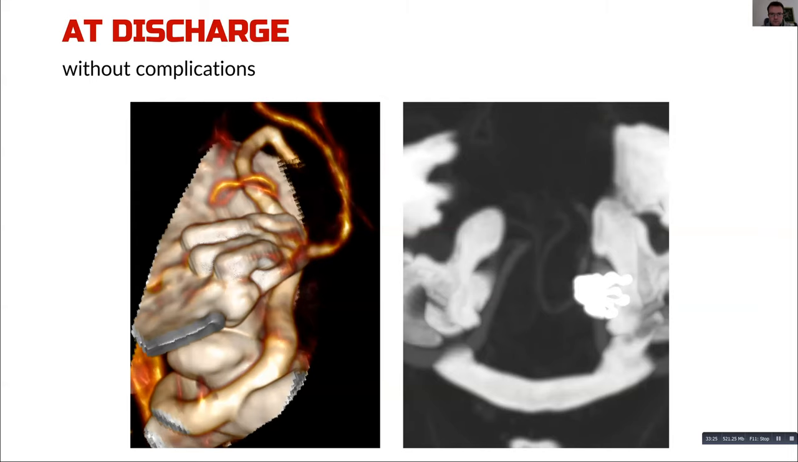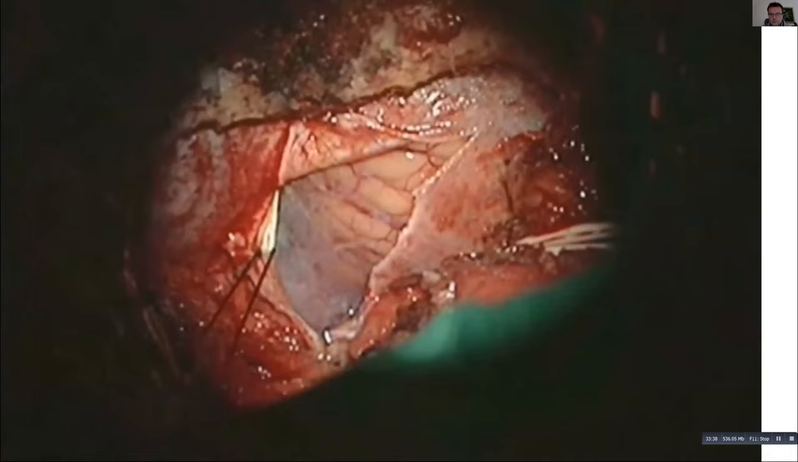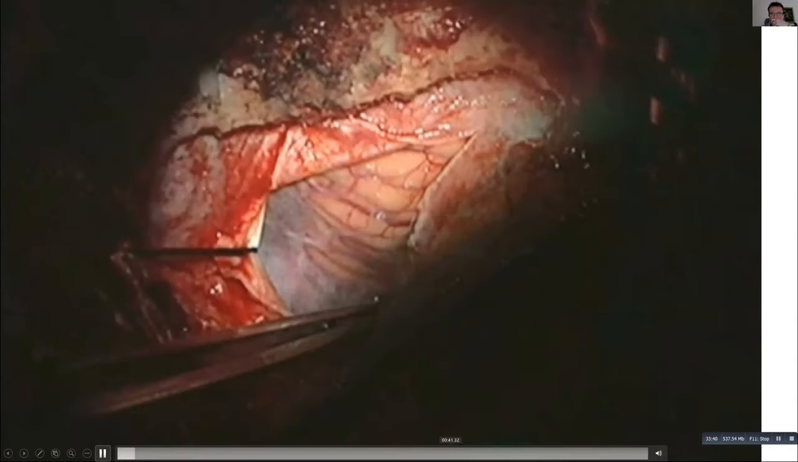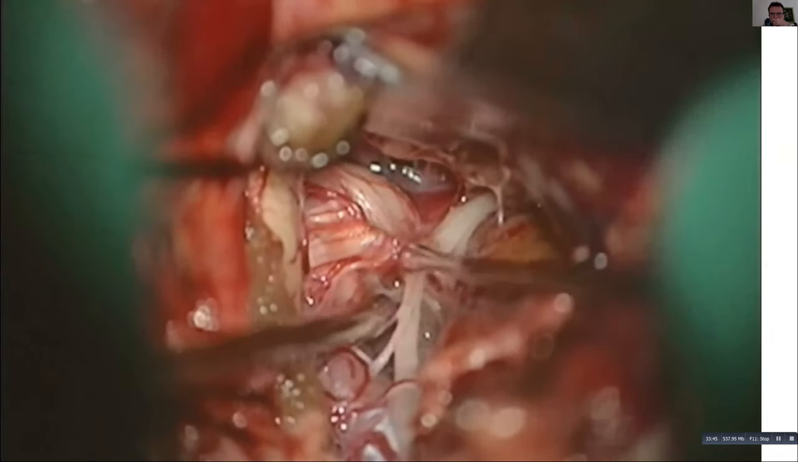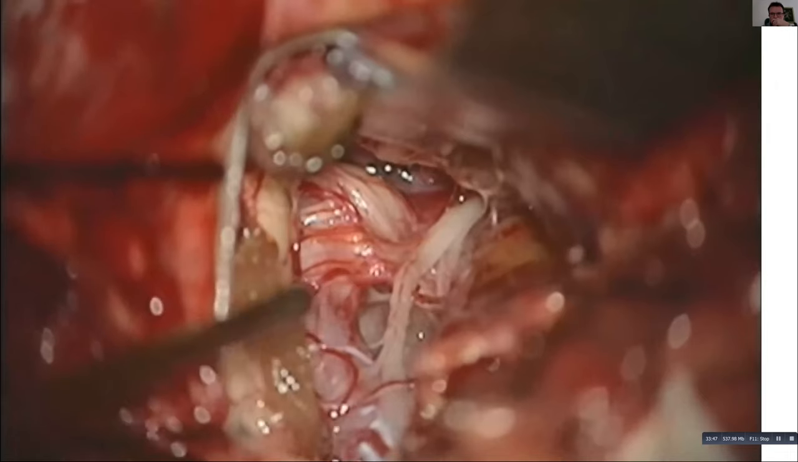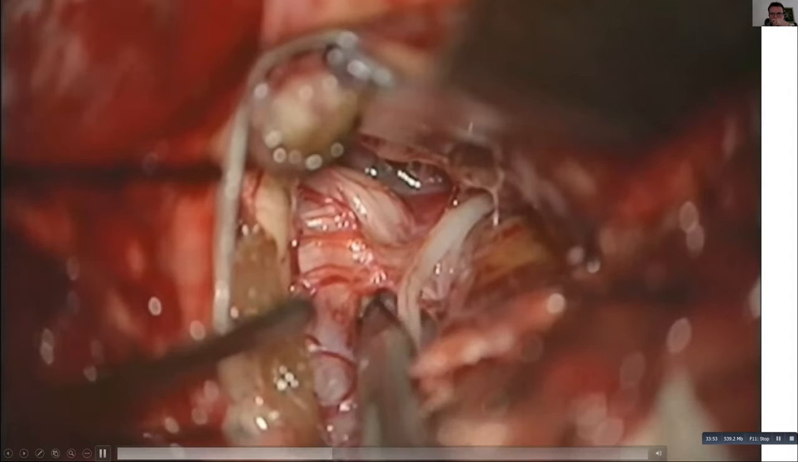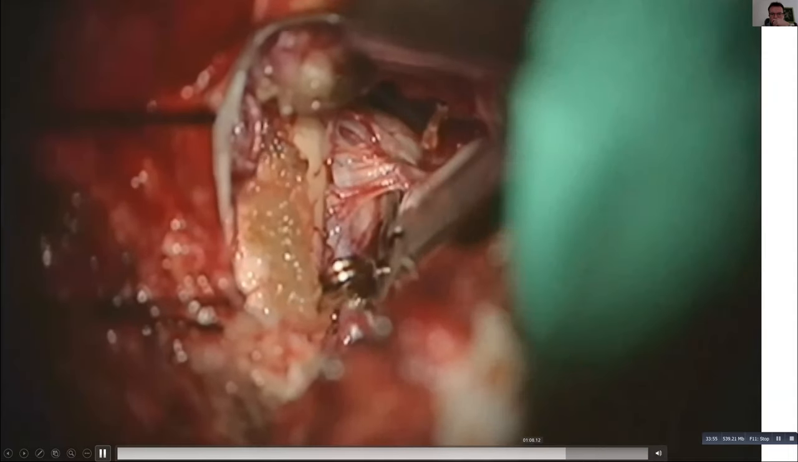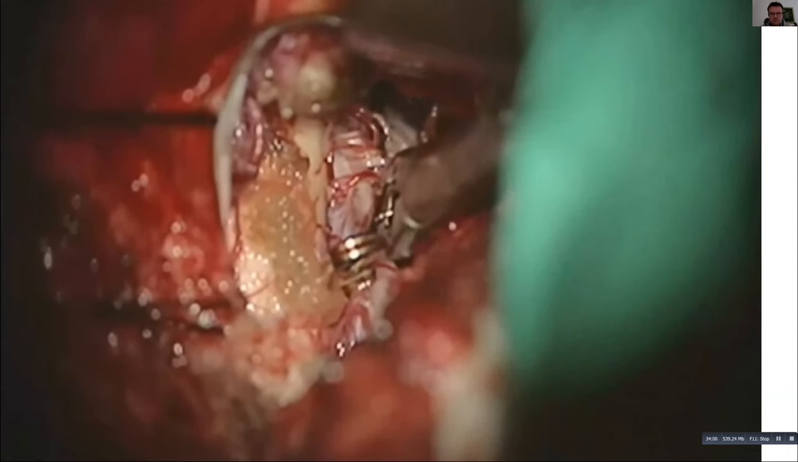Here is the angiographic control. You can see the patency of the artery, and everything is fine. Also, we can treat some distal types of vertebral fusiform aneurysm with that approach. So here is an example. You can see how difficult it is to approach the aneurysm because of the nerves. So you have to be careful in this type of surgery all the time. Here is the temporary clipping of the vertebral and putting the final clip on the aneurysm.